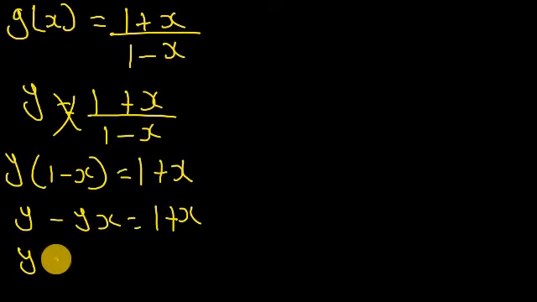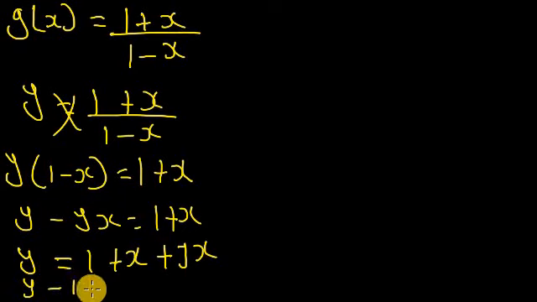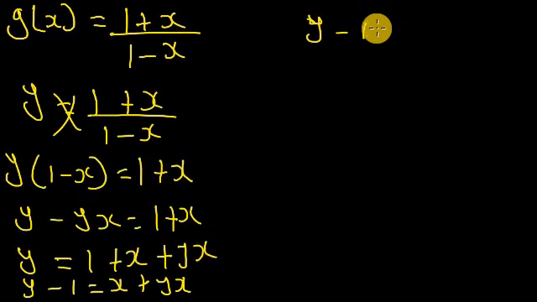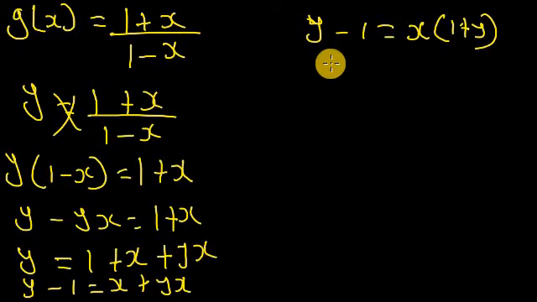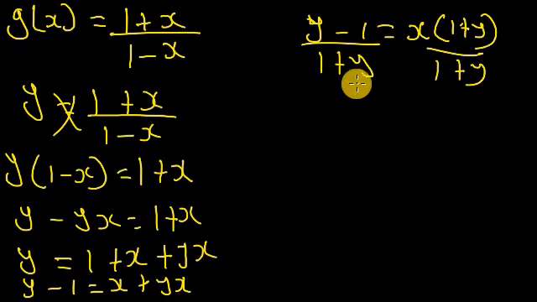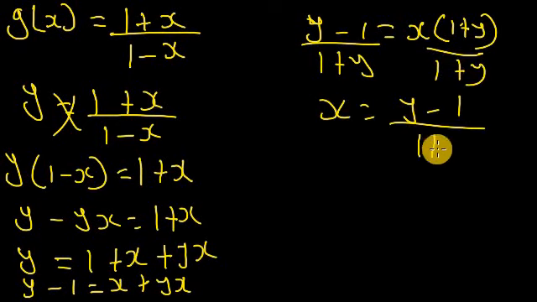I have y equals 1 plus x plus yx. Then I subtract 1 from both sides. I have y minus 1 equals x plus yx. Then I will factor out x on the right hand side. I have y minus 1 equals x in the bracket of 1 plus y. Then I will divide both sides by 1 plus y. And finally, the value of x will be equal to y minus 1 divided by 1 plus y.